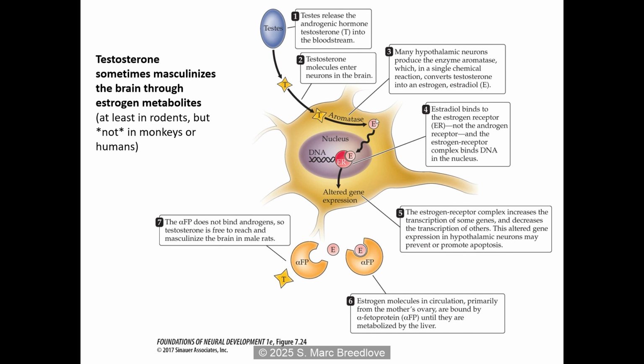So in rodents, when early testosterone masculinizes the brain, the testes are making testosterone, it gets to the brain, and inside brain cells in the hypothalamus and elsewhere, it is converted by aromatase into estrogen. And then the estrogen binds not to androgen receptors, but to estrogen receptors. And in the rodent species, that's the step that triggers permanent masculinization of the brain in terms of structure and function.